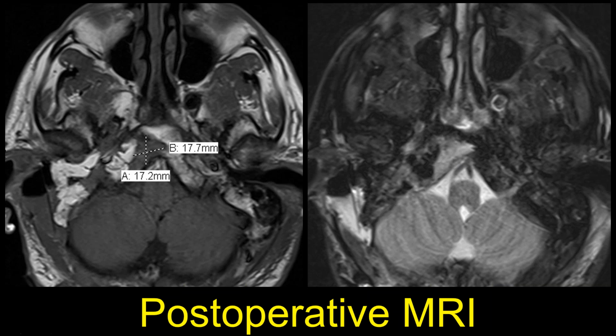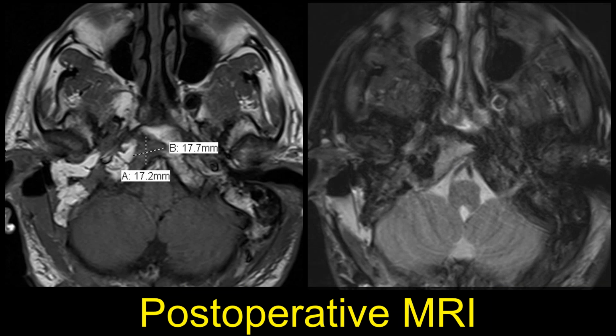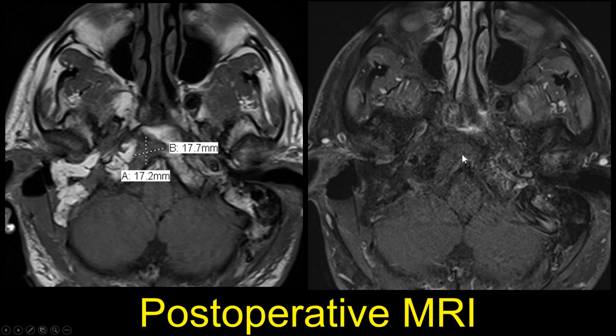But you can't just look at one sequence. It is true that both chordomas and chondrosarcomas are bright on the T2 imaging, but when we gave contrast, we saw that this was actually not enhancing. So this did not look like the preoperative imaging at all. This was actually just postoperative change in that area. And when we compared the preoperative T2 imaging to the postoperative T2 imaging, this looked very different postoperatively.